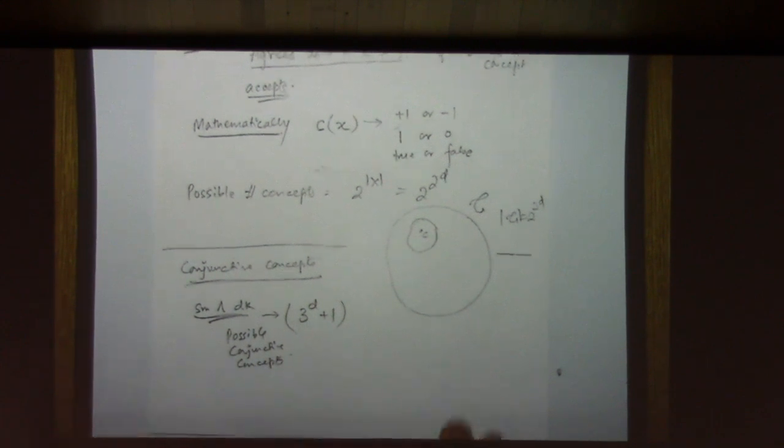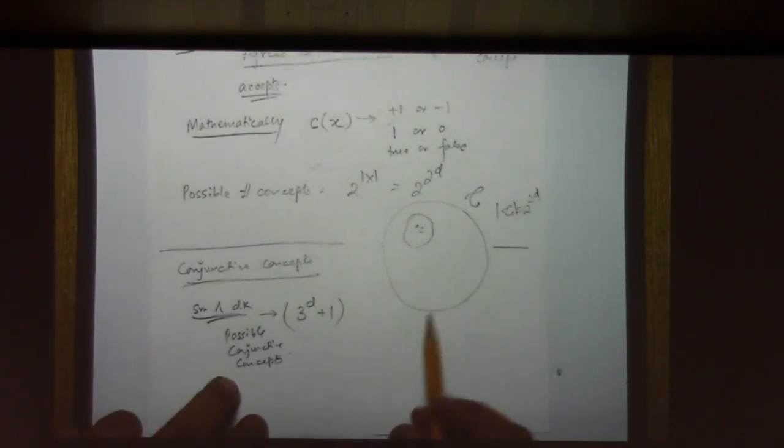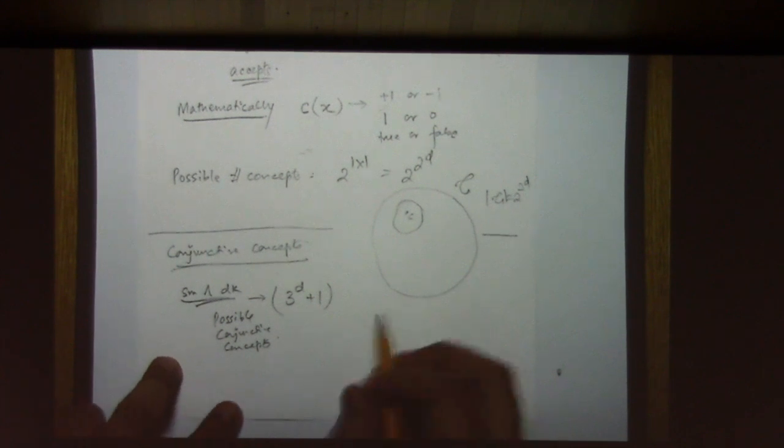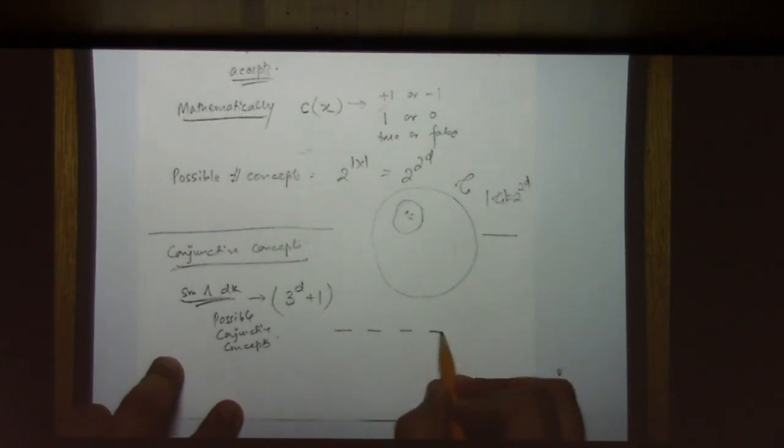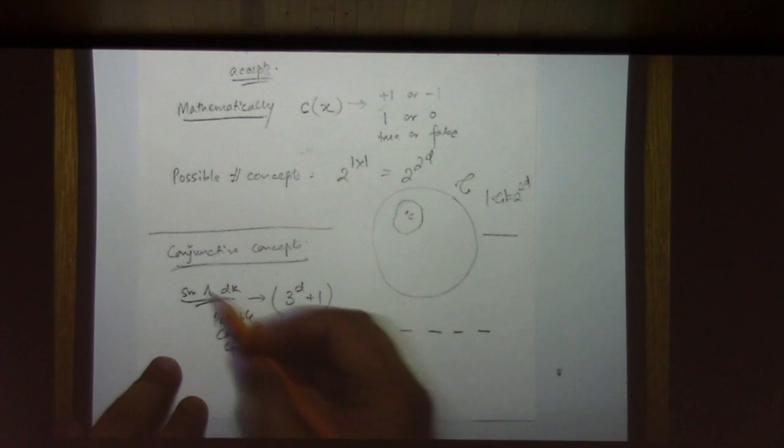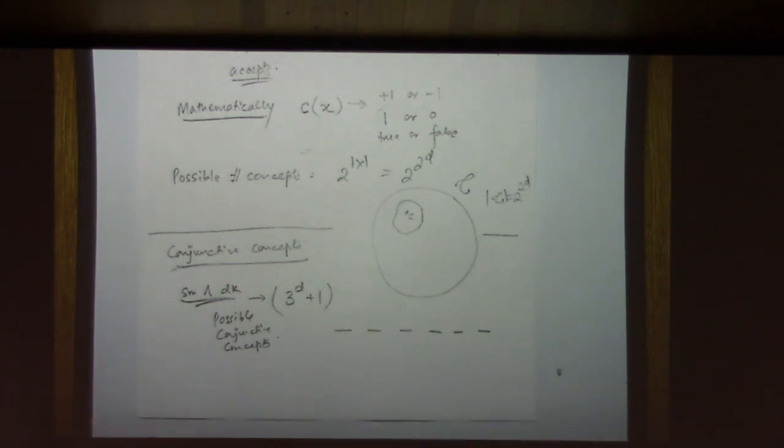Okay? Because if you look at it, essentially what a conjunctive concept would look like is that you have your d attributes. You can either have that attribute in the conjunction or you can have its other form. So it could be small or large, dark or light. Or you can ignore it, right? So there are three possibilities, and for each one there are three possibilities, and so on.